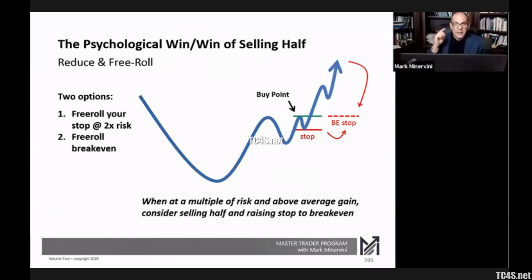So psychologically, a psychological win-win is always to sell half. No other percentage works. If you sell 25% or 75%, it psychologically doesn't win. And I'll tell you why. If you reduce half of the position and it goes higher, you say to yourself, wow, thank God I held half. If it goes lower, you say to yourself, wow, thank God I sold half.